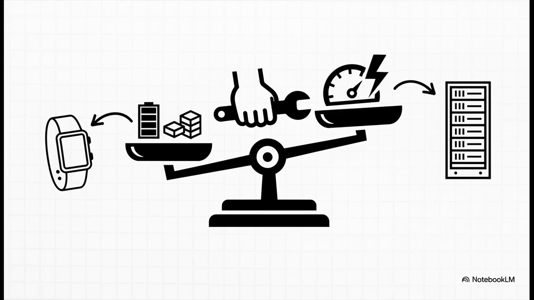So the key takeaway here is that chip design isn't about finding one perfect solution. It's really the art of balancing these competing constraints, performance, power, and area, to create the optimal blueprint for a very specific purpose. The right answer for a smartwatch is definitely the wrong answer for a supercomputer.